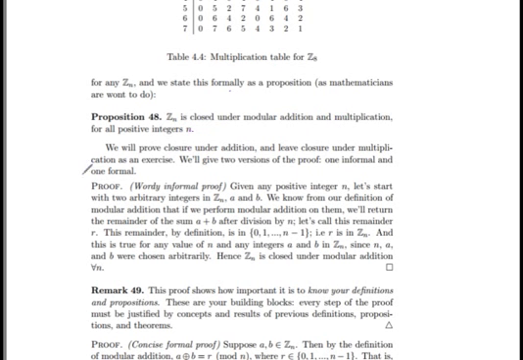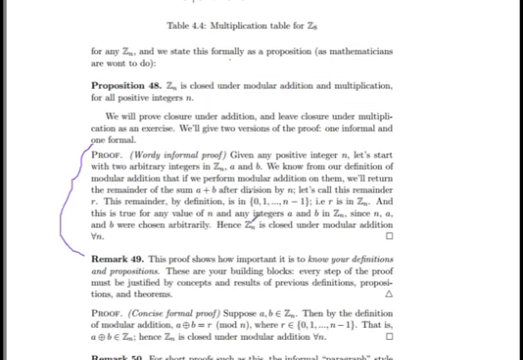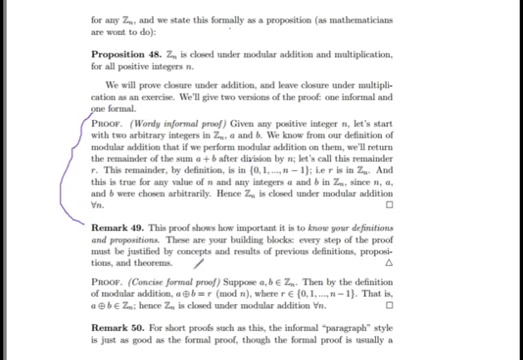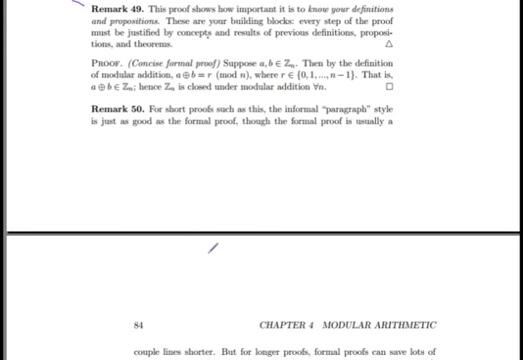And here's what's called a wordy informal proof. You follow along this idea and see why it's true in general that addition is closed in Zn and multiplication is closed in Zn. I should say modular addition is closed in Zn and modular multiplication is closed in Zn. So this proof is supposed to give you the idea. Here's a concise statement in mathematical language.